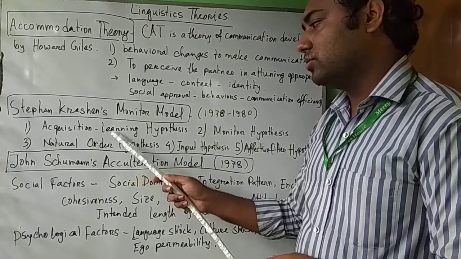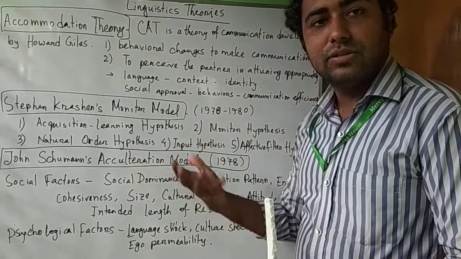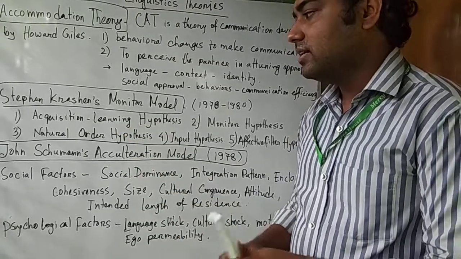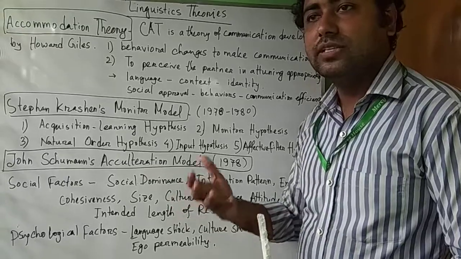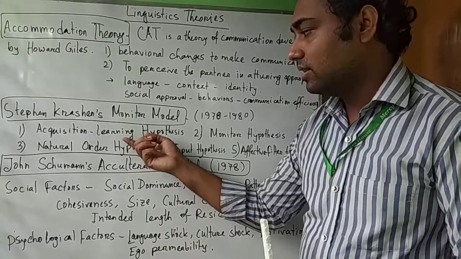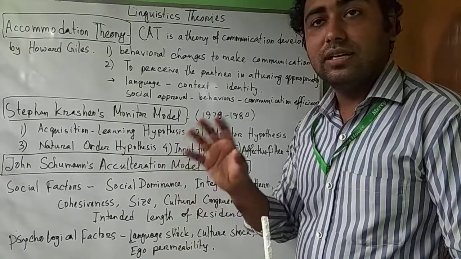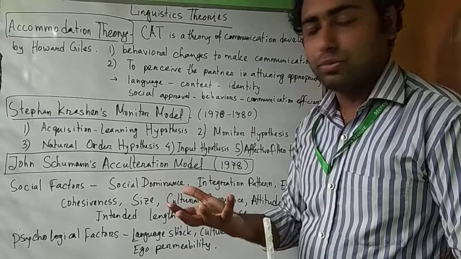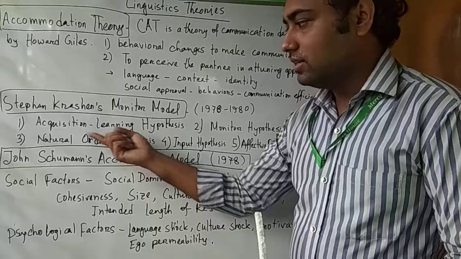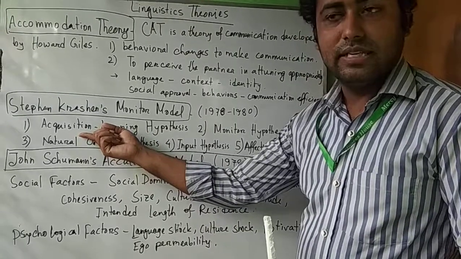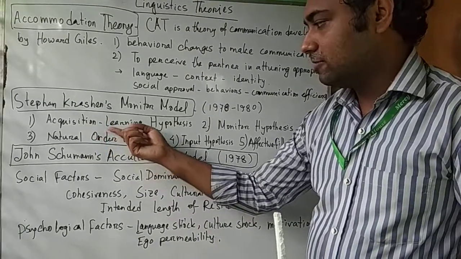So the acquisition-learning hypothesis, according to this second language acquisition theory, means that there is a certain sort of difference between acquisition and learning. Acquisition is a natural, subconscious process, and learning is an unnatural, formal, tutored setting process. So when the language is acquired instead of learned, it remains inside the brain. So this is the first hypothesis.